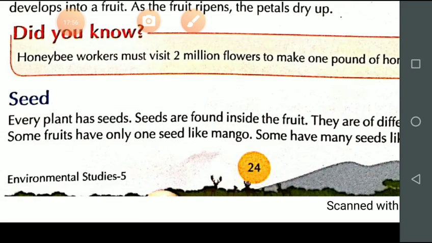See student, every plant has a seed, and the forming of seed is very important, because reproduction in plants is also very important, since due to this the new seed is formed. So every plant has seeds. Seeds are found inside the fruit.